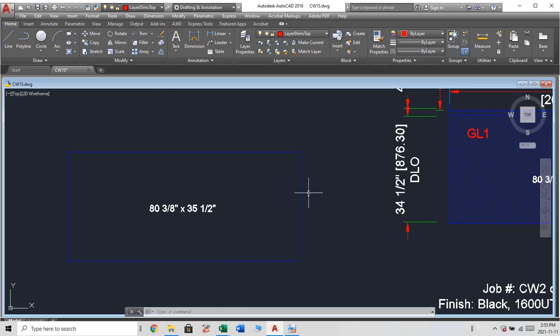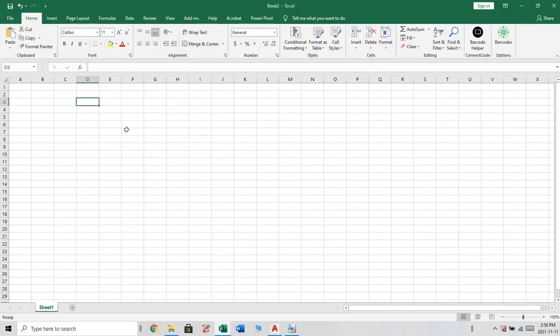For example, this glass is 80 3/8 by 35.5. It's not simple. 80 3/8 by 35.5, and you get square inches, and then divided by 144, you get square feet, which is 80.375 times 35.5 divided by 144, which is 19.8. You multiply them together, divided by 144.